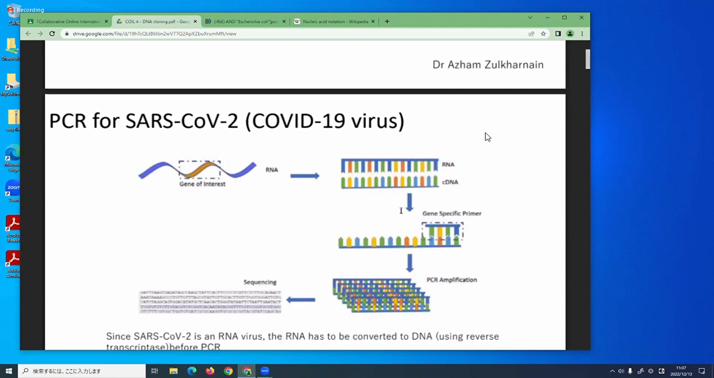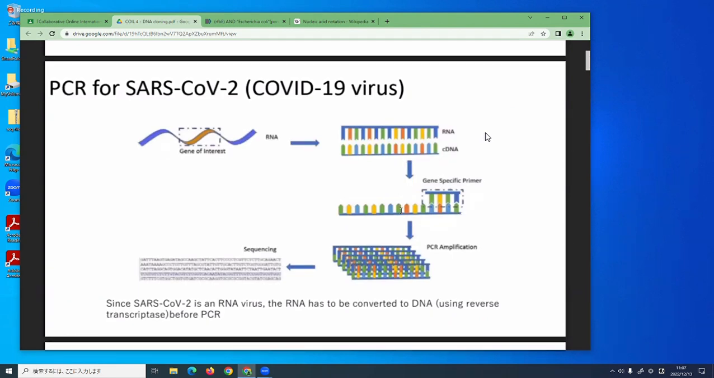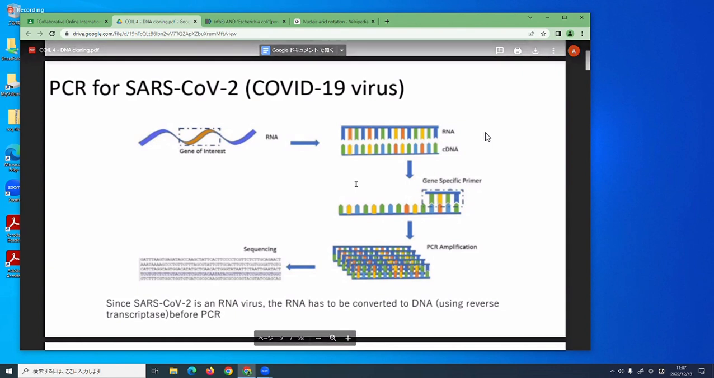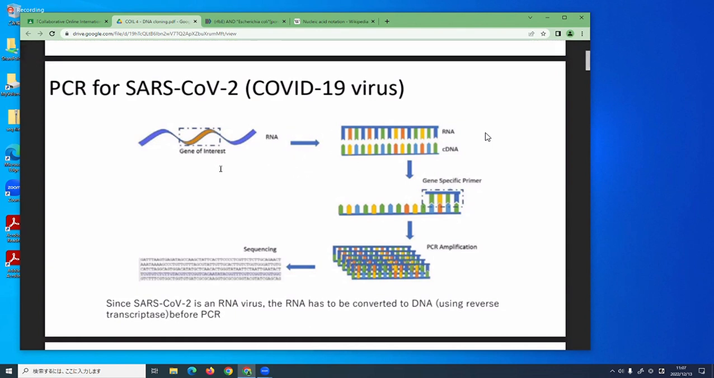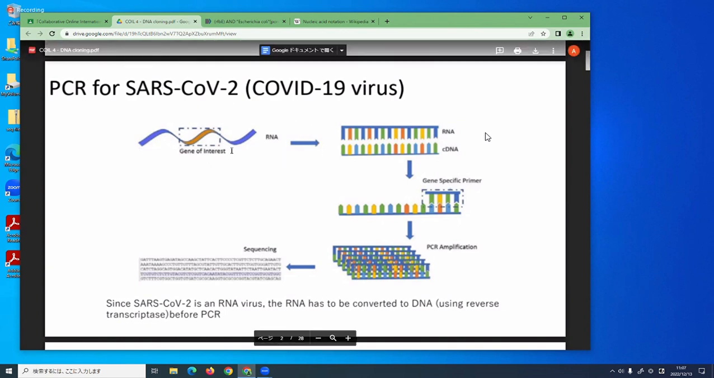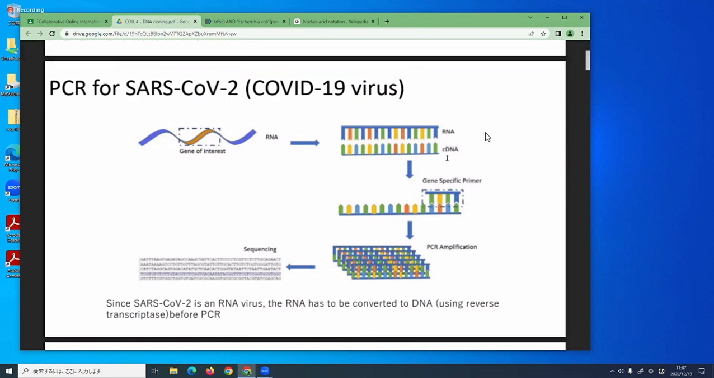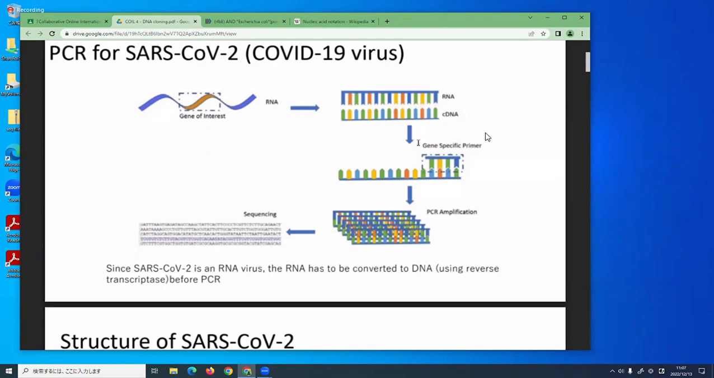So I think we had enough with E. coli and Vibrio and Salmonella. Let's move back to SARS-CoV-2, the COVID-19 virus. For the detection of SARS-CoV-2, because it's an RNA virus, the RNA must be converted to DNA so that we can work with PCR. So the process involves reverse transcriptase.